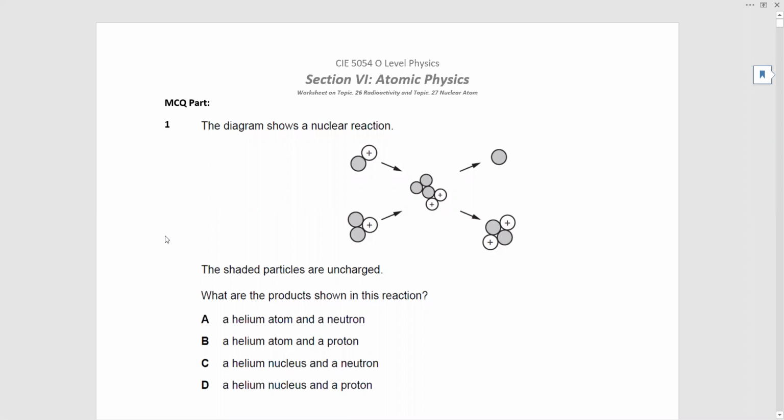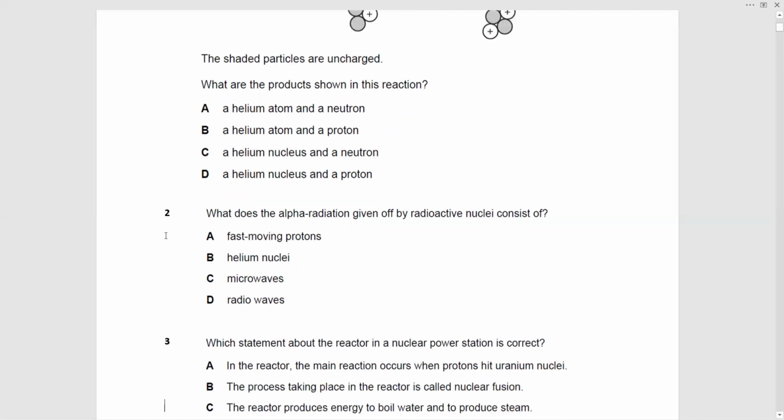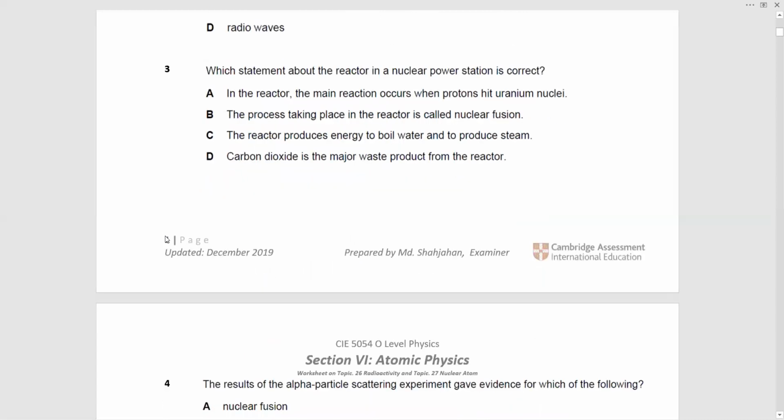So what is the answer of one? So it's neutron and, sorry, C. Correct. Then two. So this one is B. Correct. Then three. This one I did not mark, now do.